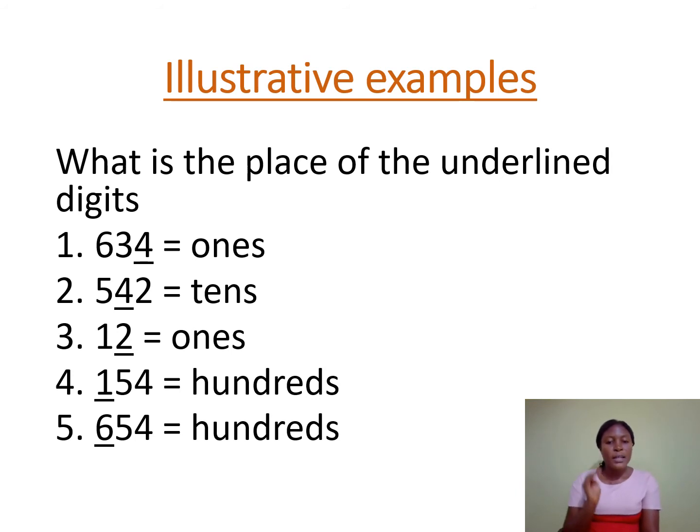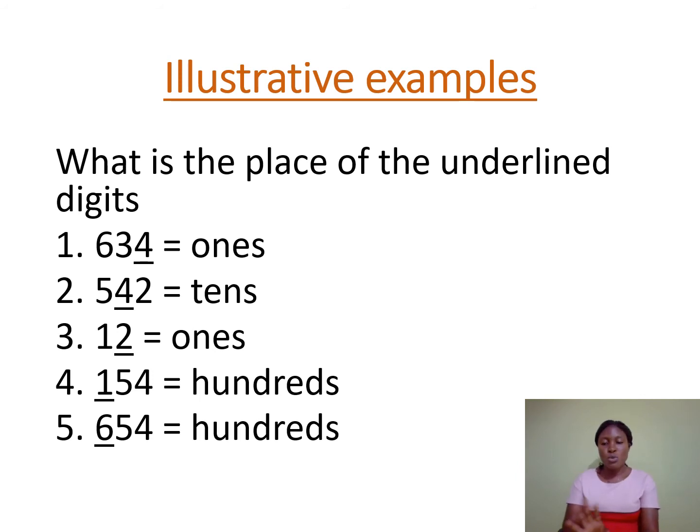We have the number 542. Now the underlined digit is 4. Now after 4 comes another number, which makes the digit 4 tens, because it is having two number symbols. Good. Now let's move on to number 3.